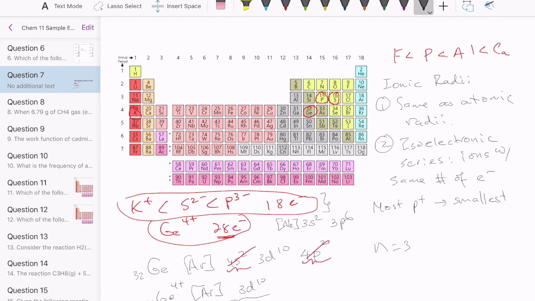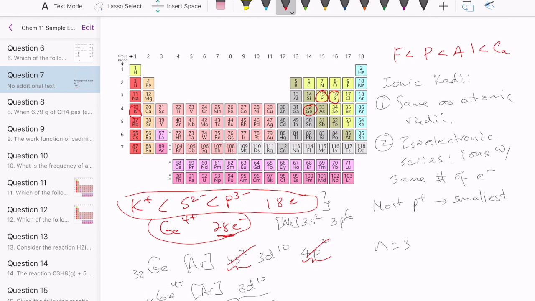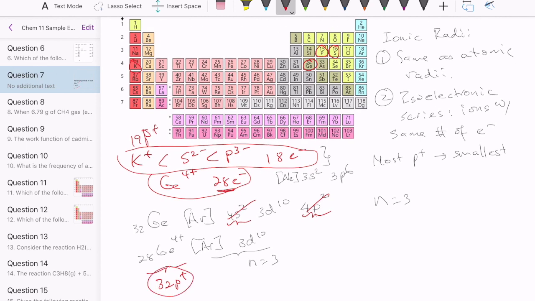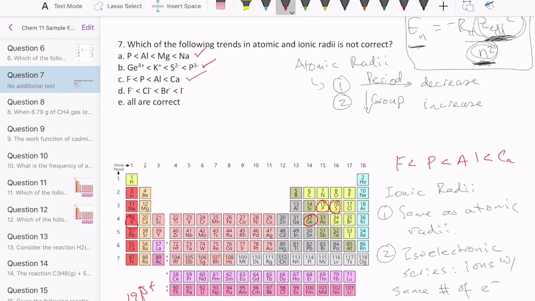In this case, germanium 4+ has 32 protons, and then the largest number of protons before that would be potassium, which is 19 protons. So as a result, germanium would then be the smallest of all these four ions, and so the option that's given there in B is actually correct.